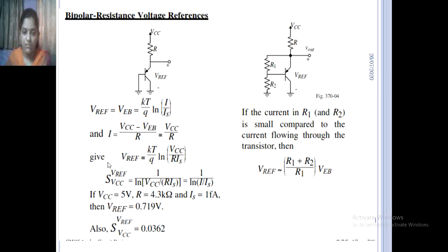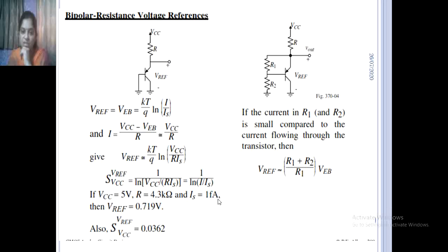Given V reference, we put in the value of I, so the equation becomes like this. If we calculate the stability factor, it is given by this equation and we can represent it like this. If VCC is 5 volt, R is equal to 4.3 kilo ohm and IS is equal to 1 femto ampere, then V reference is 0.719 volt, and the stability factor is 0.0362.